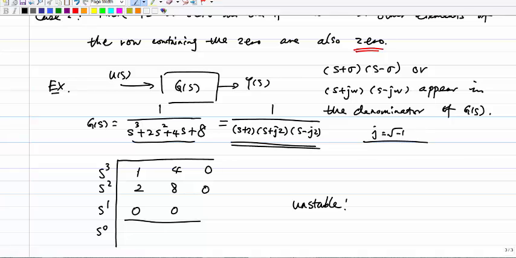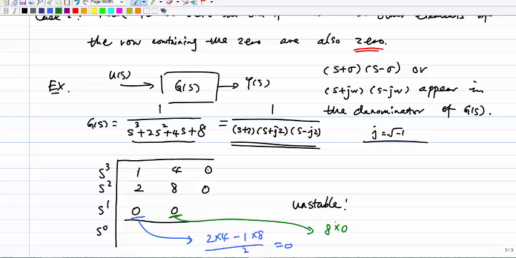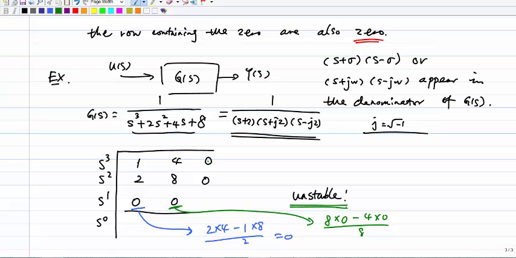If you compute that, it follows the rule. The number right above is 2, so 2 times 4 minus 1 times 8, divided by 2, is 0. Similarly, for this number over here, it's 8 times 0 minus 4 times 0, divided by 8. I still have 0. The entire row is 0. So we don't have to continue doing everything. This is automatically unstable.